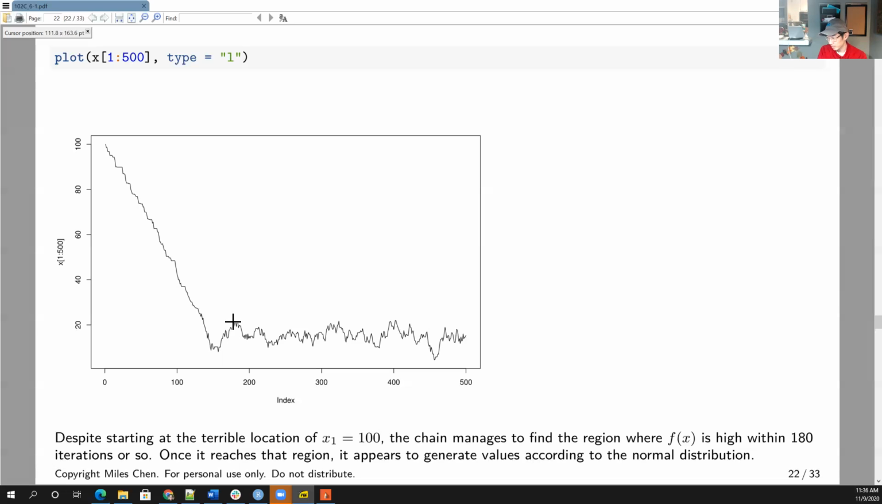And it takes a while. Maybe it takes 150, 180 iterations or so to get to that region. But once it gets to that region, it seems to be generating values according to that normal distribution.